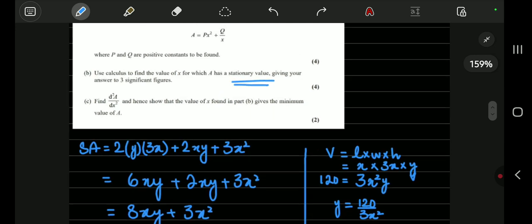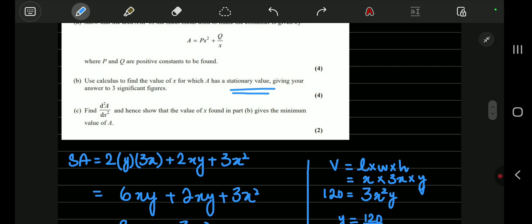Now getting back to your question, this is the x coordinate of your stationary value. Now find d square A over dx square and hence show that the value of x found in part B gives the minimum value. That means we always do this when we need to find the nature of the stationary point. We do the second derivative, and by putting in your x value, if it gives you a positive, that's a minimum, and if it gives you a negative value, then it's a maximum. So let's check that and prove that the second derivative gives you a minimum value.